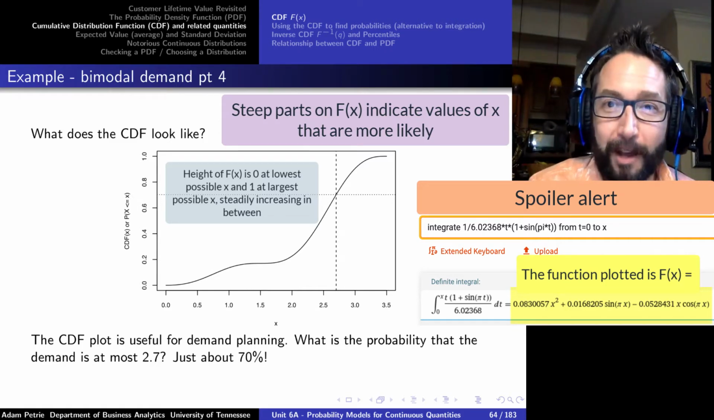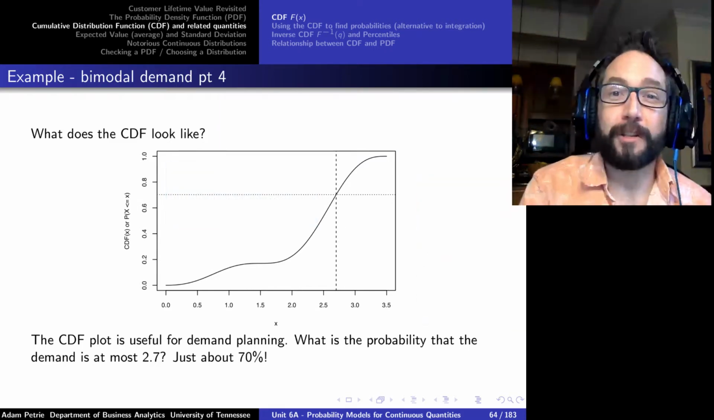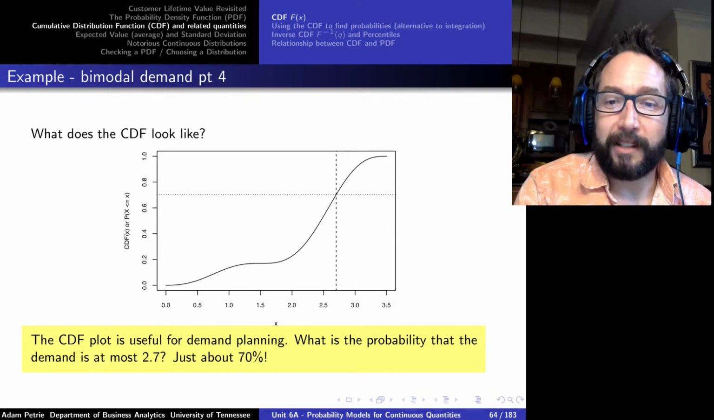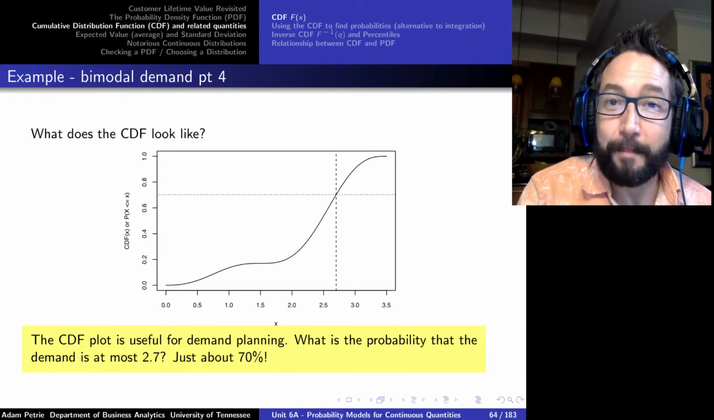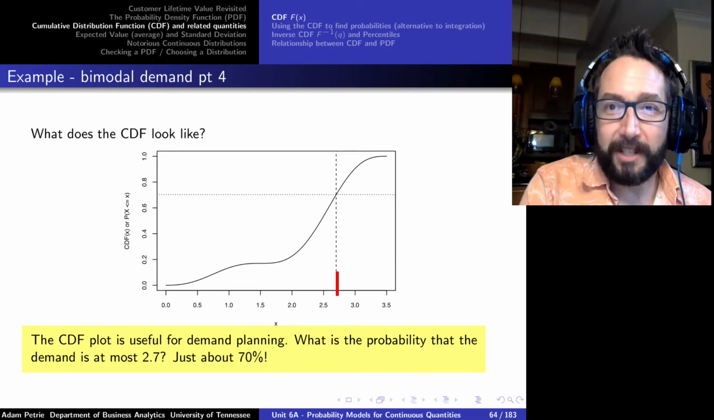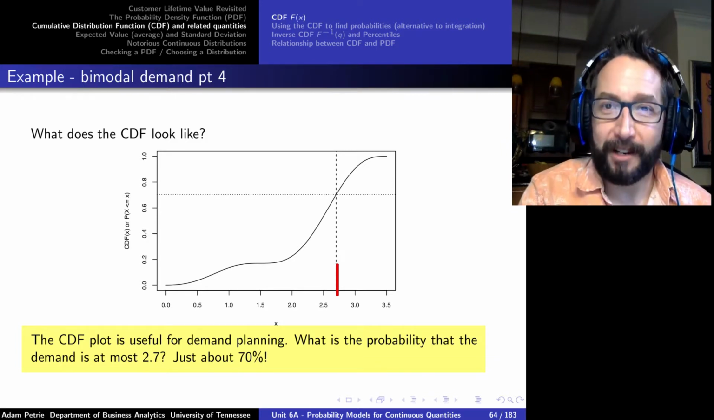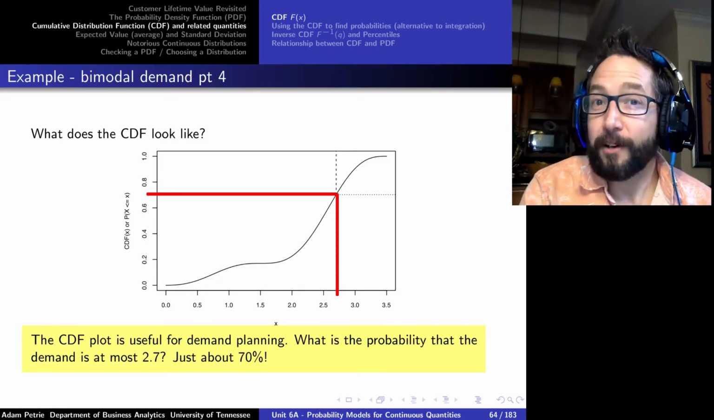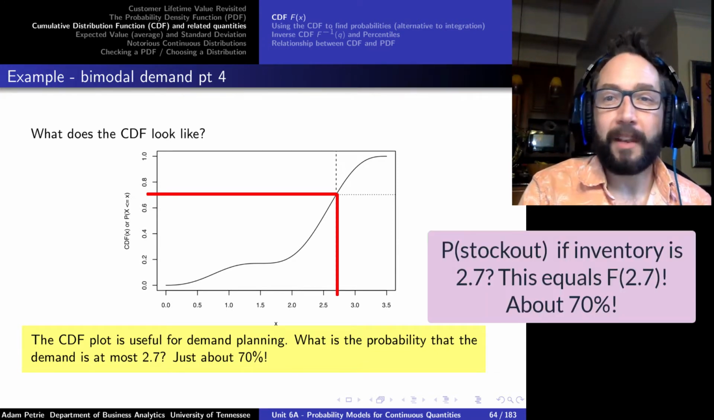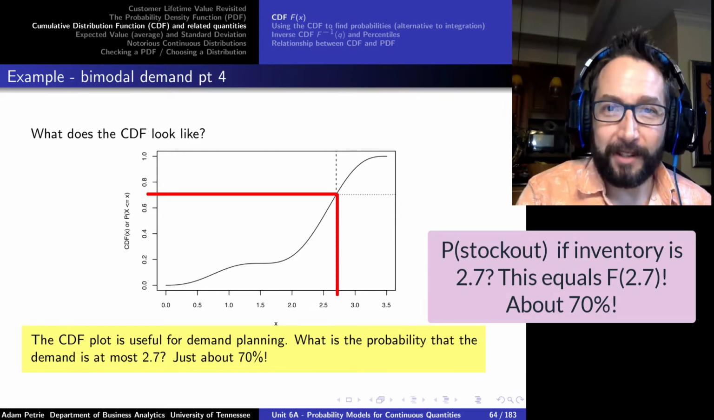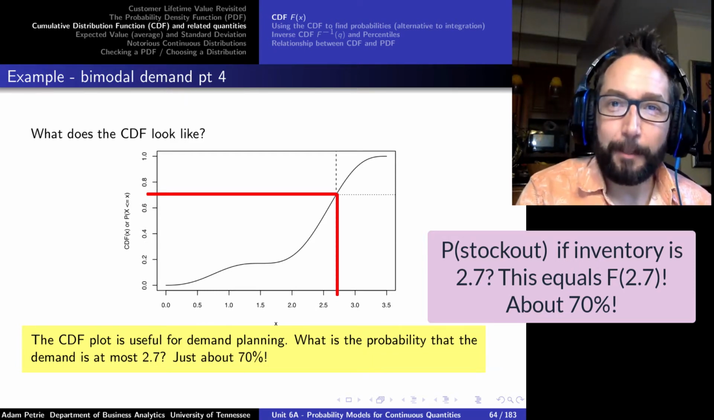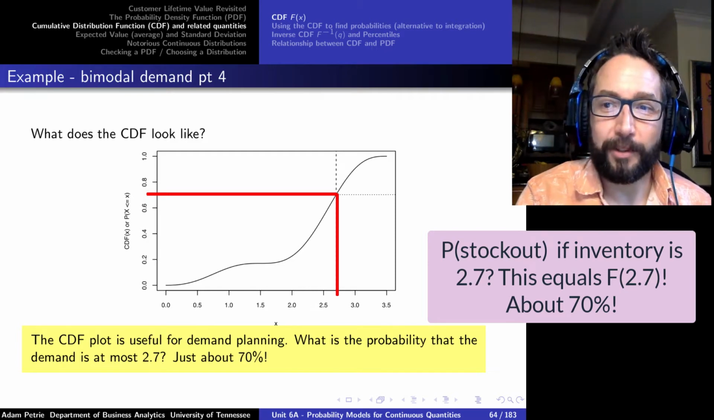If we had this CDF plot, we could answer some pretty impactful questions, especially questions relating to demand planning. If I had the question, what is the probability of observing a demand of at most 2.7? Maybe that's the number of items that I want to have in stock in thousands. Well, the CDF plot lets me know that probability. If I just trace up 2.7 to where it hits the curve for that CDF, that lets me know the probability of observing that value or something smaller. So if I wanted to have 2.7 thousand items in stock, and I have my probability demand distribution as given, then I know that there's about a 70% chance that that inventory is going to be able to meet demand.